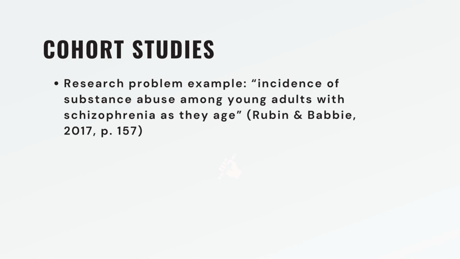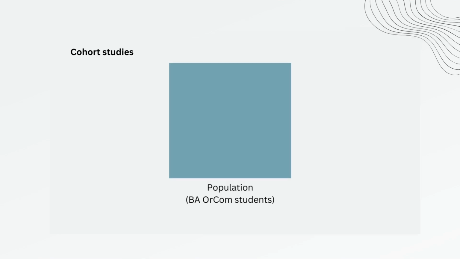In their example, a survey may take place in the year 2000 for persons with schizophrenia who are 20 to 25 years of age. In the following surveys, this same cohort will be reviewed, with such persons in the age range of 30 to 35 years being studied in 2010, those 40 to 45 years of age in 2020, and so on. Returning to our example of BA Orcom students, we will now narrow down the population to a specific cohort, BA Orcom students who are expected to graduate in 2025.